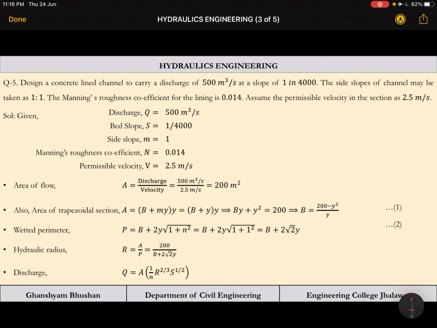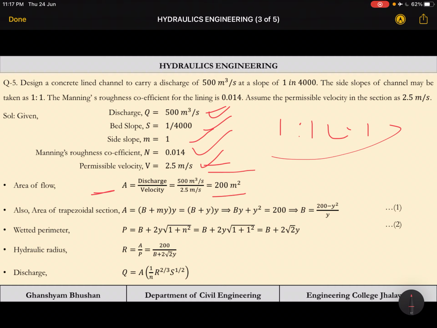So first of all, we have been provided the discharge, the slope, the side slope m is 1 because 1:1 means tan theta is equal to 45 degree. N is given as 0.014, velocity is 2.5. So discharge is given, velocity is given. What can we calculate? We can calculate the area of the flow, which is coming out to be 200 meter square. Discharge is 500. Permissible velocity is 2.5. So dividing it, we are getting 200 meter square.